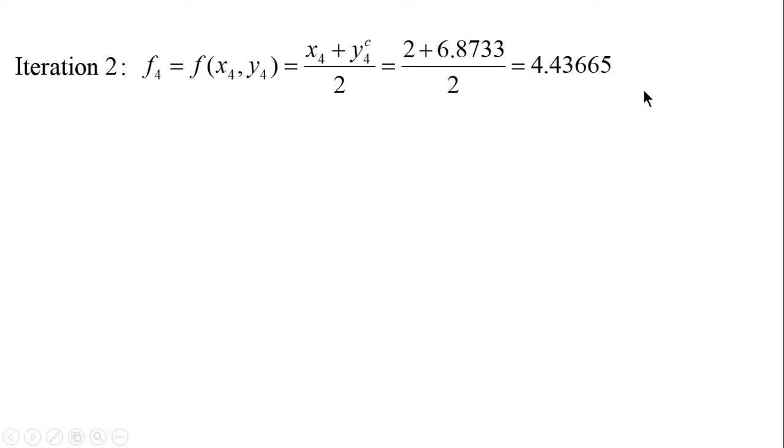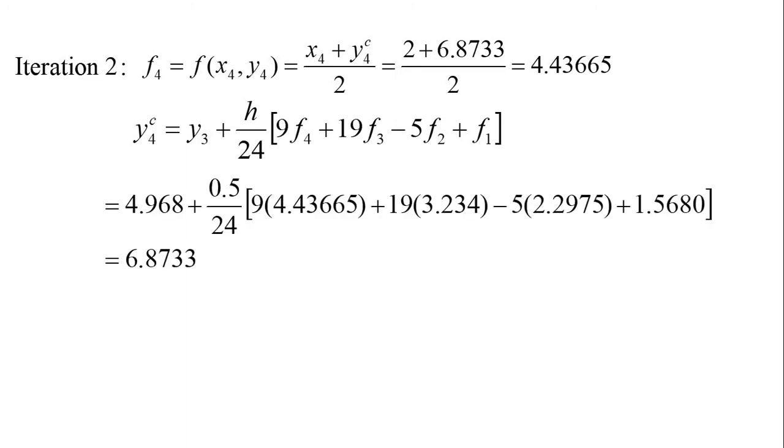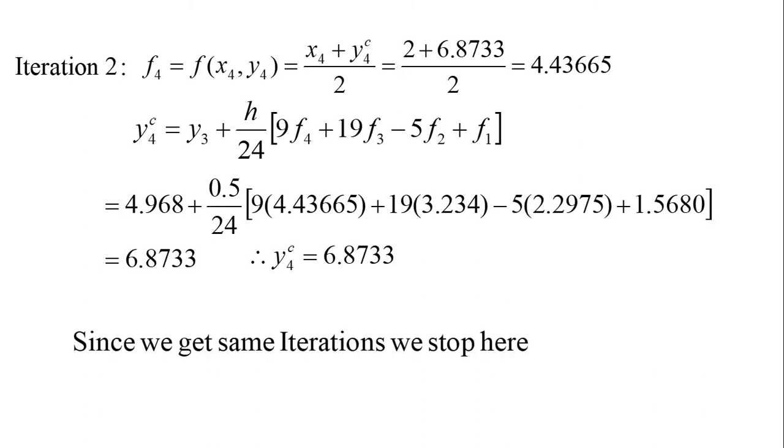Okay, after finding f4, use the corrector formula. Use the corrector formula repeatedly until you are getting the same iterated values. Now you can see this is our corrected value in the second iteration. Since both the iterations have the same value, we can stop here. This is the value which we need. This is our y4.